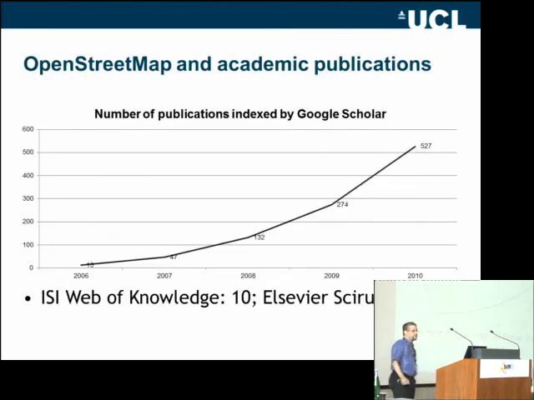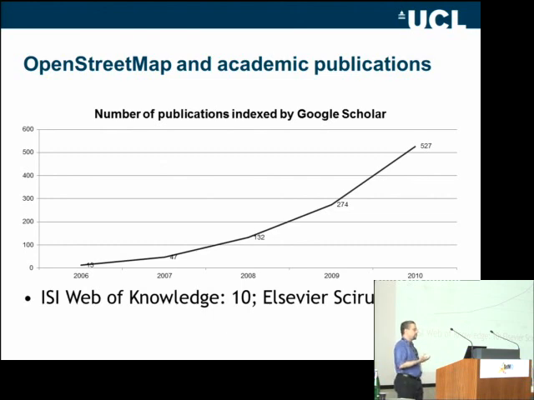So here's the first fact about the importance of OpenStreetMap to research. This is just taken from Google Scholar, a special search engine within Google that searches only academic papers. You can see the curve there showing the growth in the number of papers, from 10 actually in 2006 to now over 520 papers.